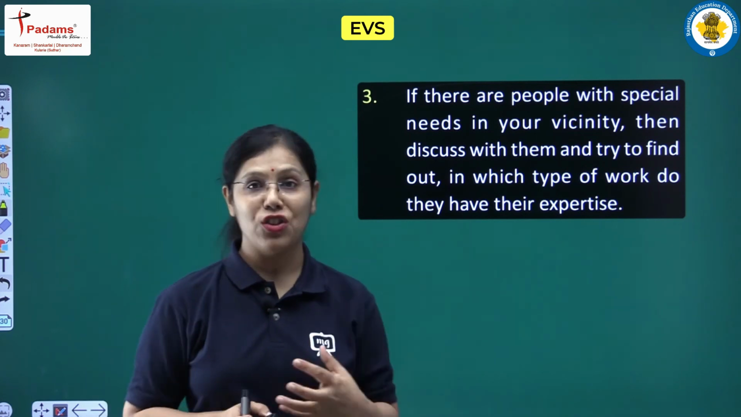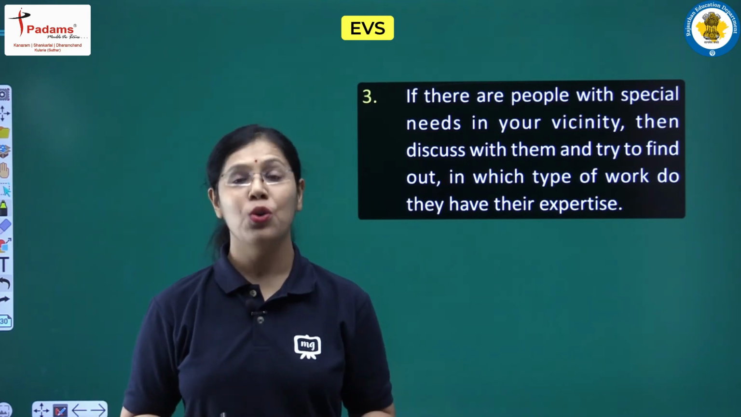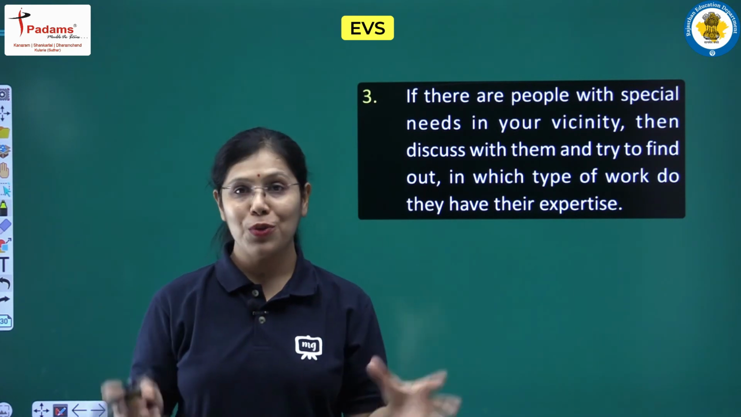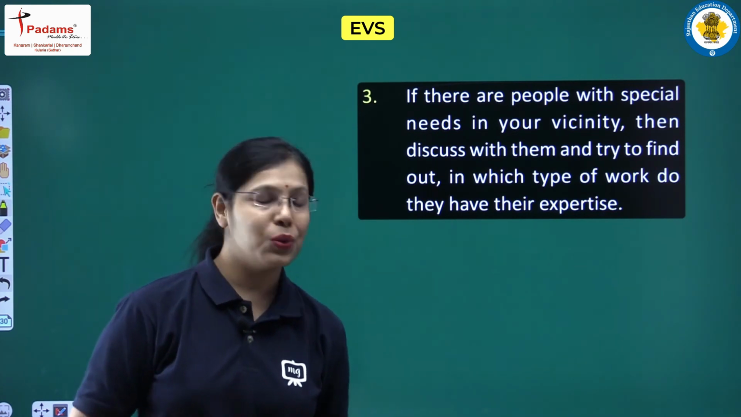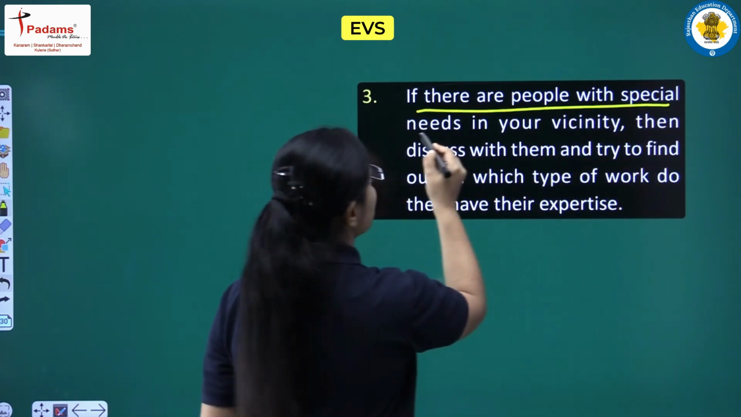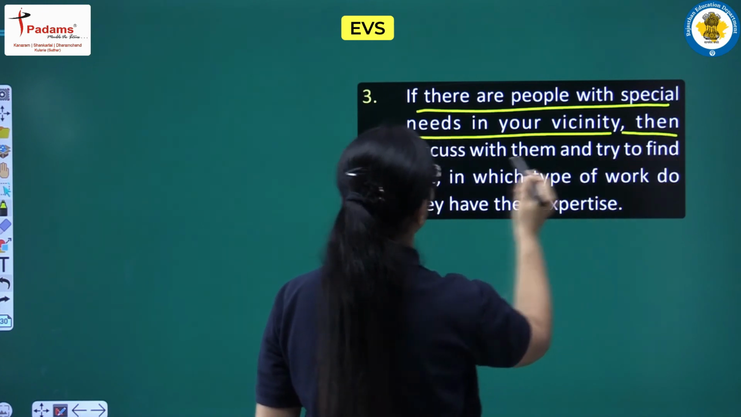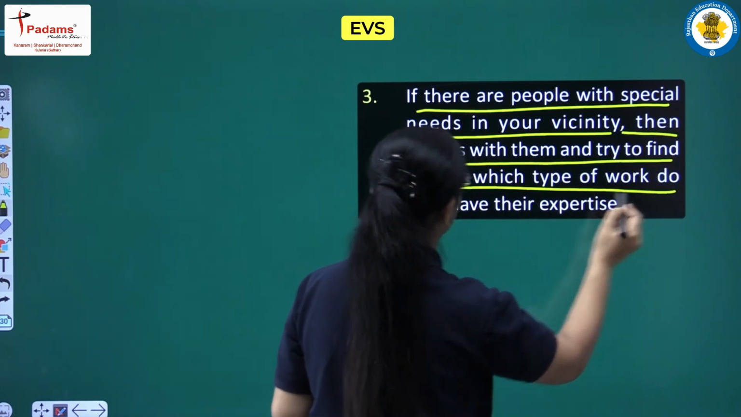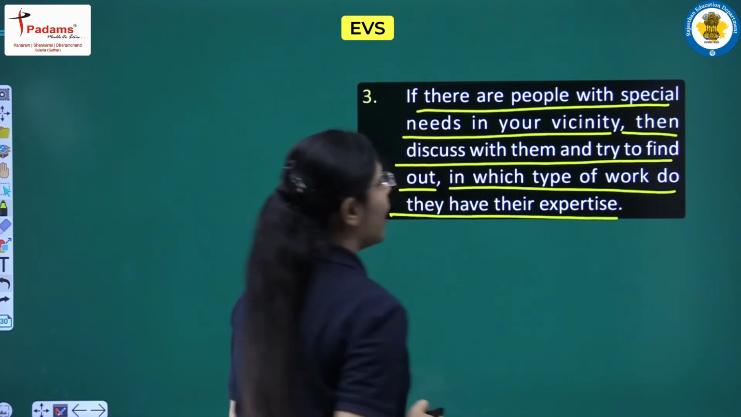Previously also I mentioned some things which you have to do. You have to explore and find out some things. You have to conduct some activities on your own. So the third question is, if there are people with special needs in your vicinity, then discuss with them and try to find out in which type of work do they have their expertise.